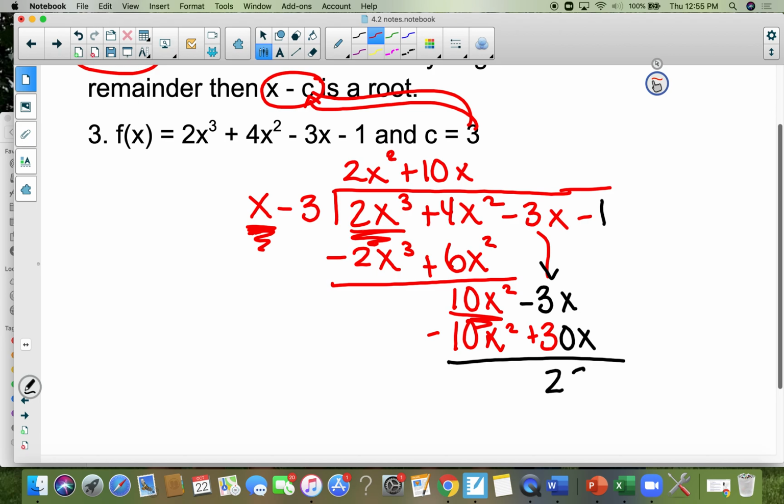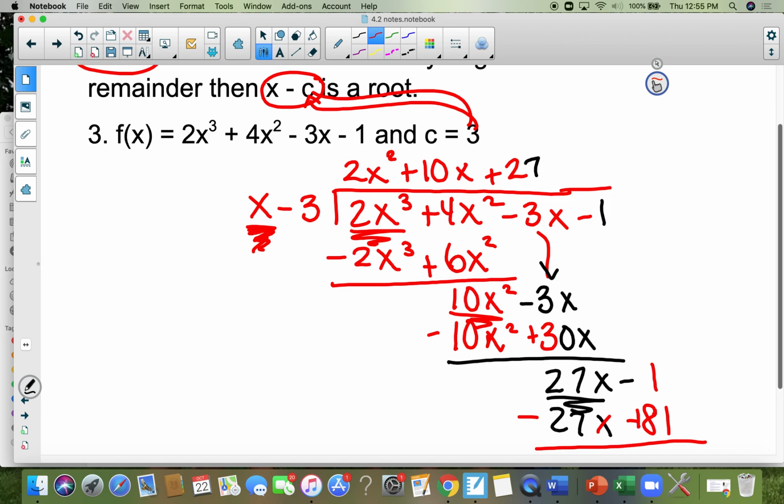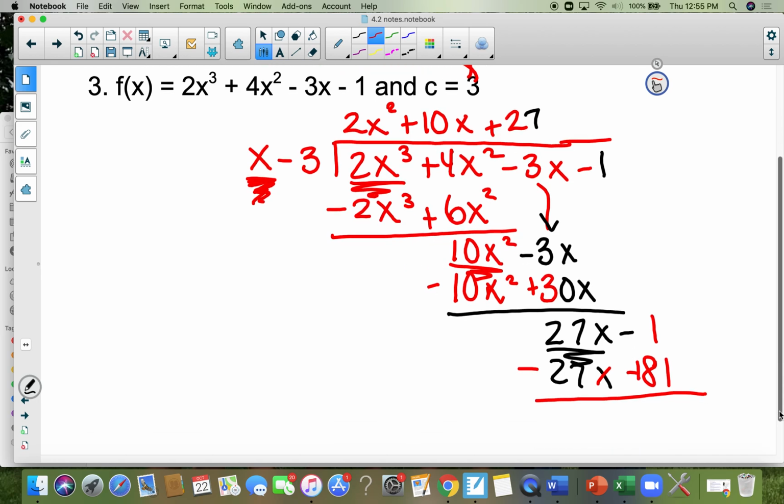This is going to end up being 27x minus 1. X and 27x is a positive 27. 27 times x is 27x. 27 times a negative 3 is a negative 81. Draw your line. Don't forget to switch your signs. And you get a remainder of 80. 3 is not one of the answers to the problem because you did not get 0 for a remainder, which we'll talk about later on too as we get into this chapter.